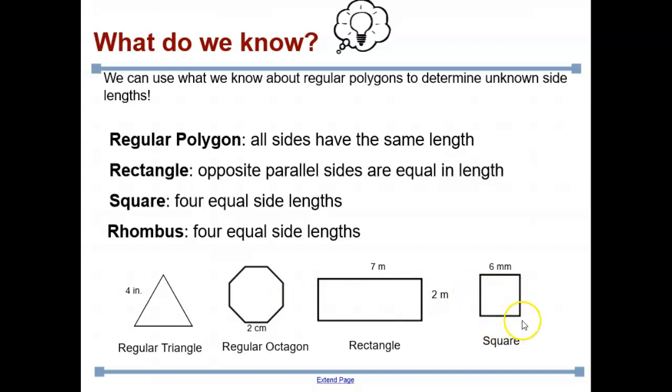What would all of these side lengths be and why, 3rd graders? Wonderful, they would all be 6 millimeters because an attribute of squares is that all sides are equal length. And so I know that all of these sides have the same length of 6 millimeters.